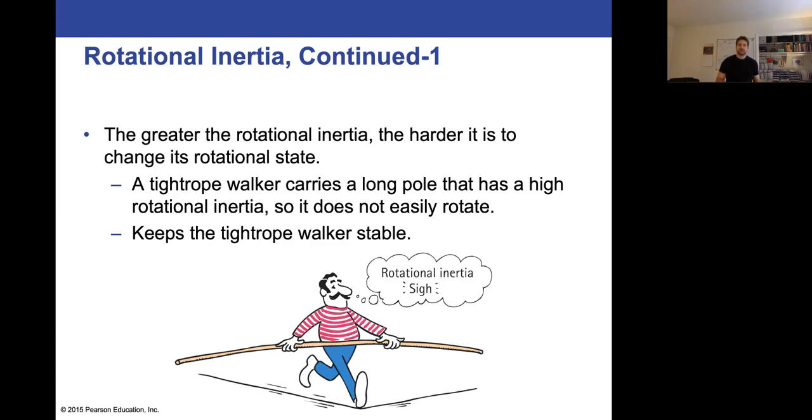Tightrope walkers are sometimes seen carrying a very long pole because the longer the pole, the further away from them the mass is distributed. And the further away the mass is distributed, the larger the rotational inertia. The more the whole system of tightrope walker and pole resists changing its rotational state. And if we aren't rotating to begin with, it's going to try to stay that way. So it's a little bit of an effort not to tip over, because the pole is going to try not to tip over more than our body will.